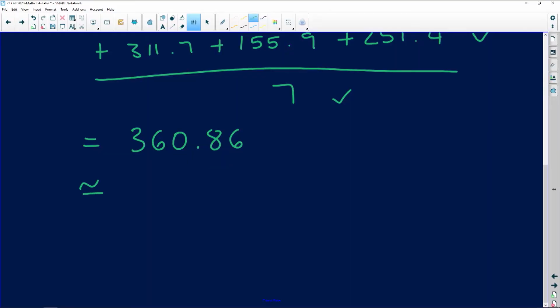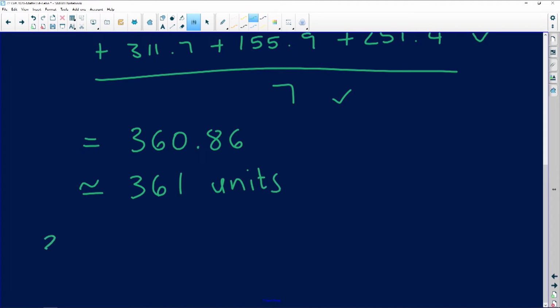Okay, let's go and round it off to the nearest whole number. Whole number means that it's not going to have a comma. So it has to be a whole number. So it's going to be 361 and our answer is going to be units. I love that question.